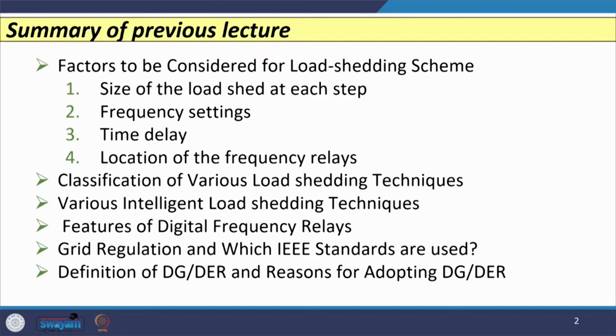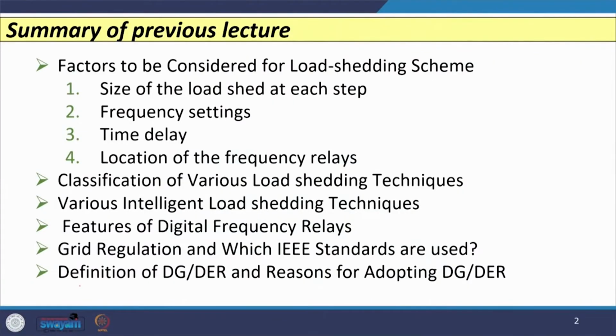After that we have discussed the various classifications of load shedding techniques, and then we have discussed the features of digital frequency relays. Finally, we have discussed the grid regulation and IEEE standards used for frequency relaying, and then we have defined renewable energy sources, that is distributed generators and distributed energy resources, and we have discussed the important reasons for adopting such DG or DER into the electrical grid or network.